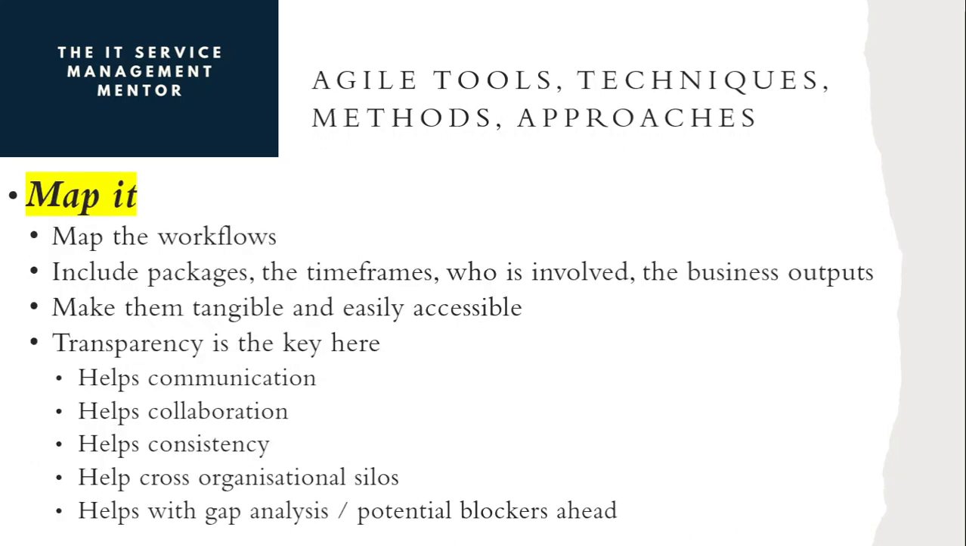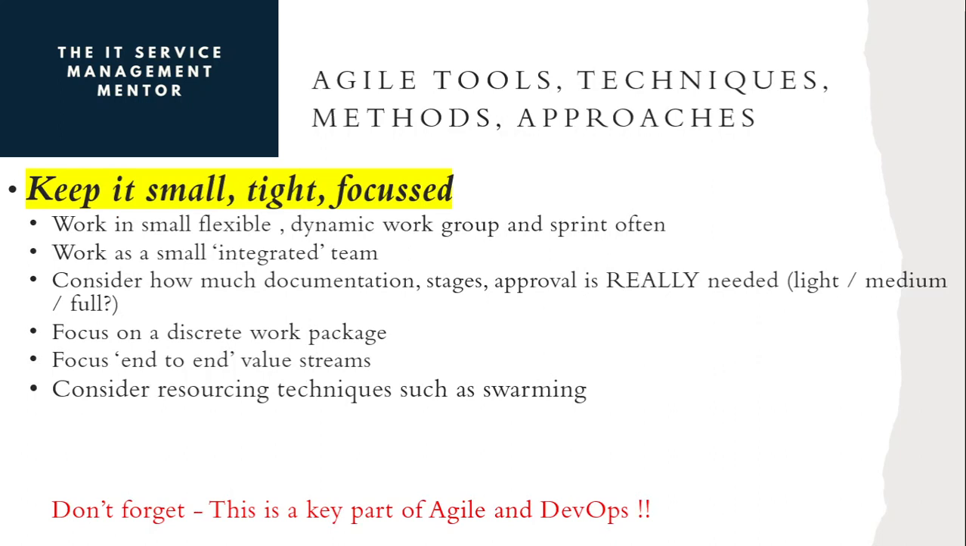Map it. Map the workflows you're working on. Include packages. What's the time frame on it? Who's involved? What's the actual outcome? You're going to have tangible, intangible areas there. Keep it all transparent. Transparency helps communication, it helps collaboration, consistency, and it helps break down some of those cross-organisational silos as well. Certainly helps with gap analysis and potential blockers that may be ahead.